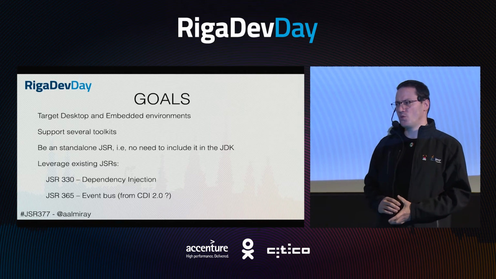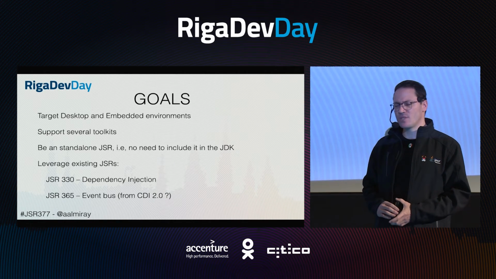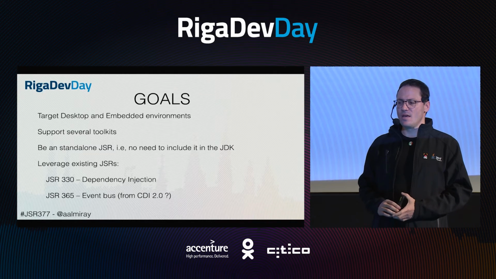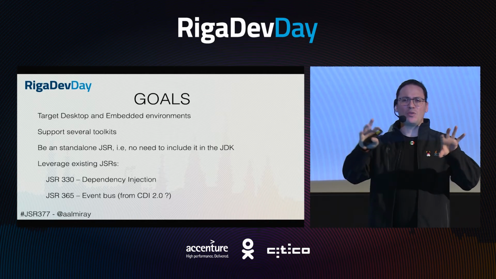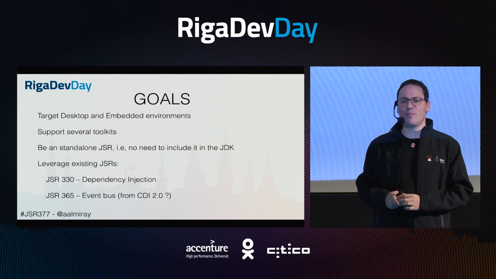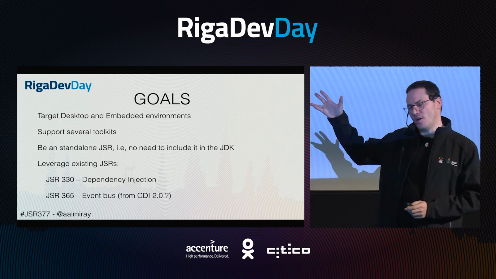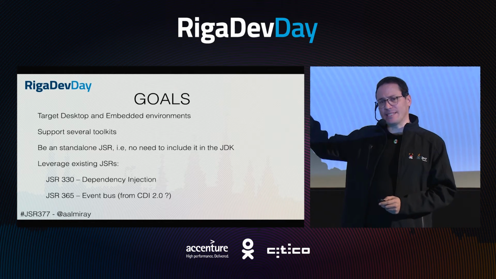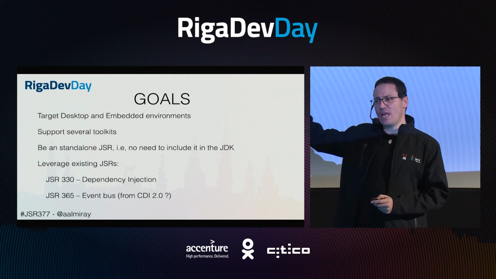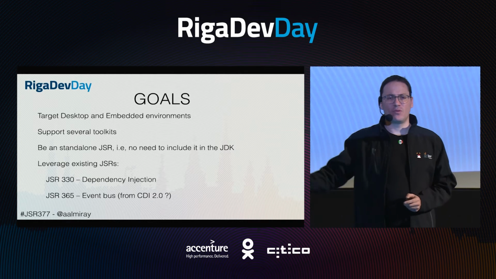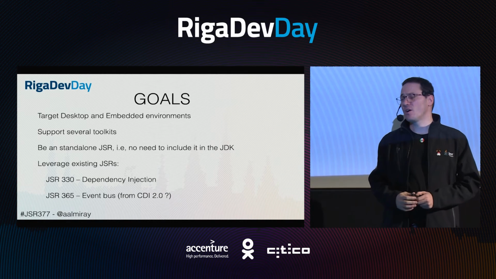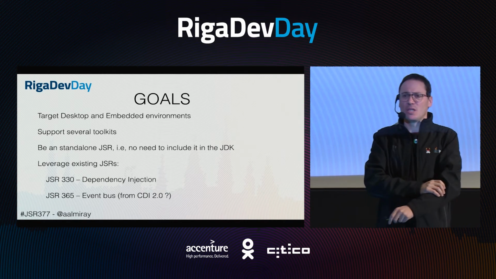CDI 2.0, which should come out sometime next year, is supposed to break down into smaller pieces, and one of them is the event bus. I think that when we started this JSR, the idea was to reuse exactly that API. But because now we know the target dates of release for CDI 2, we can no longer use this API.